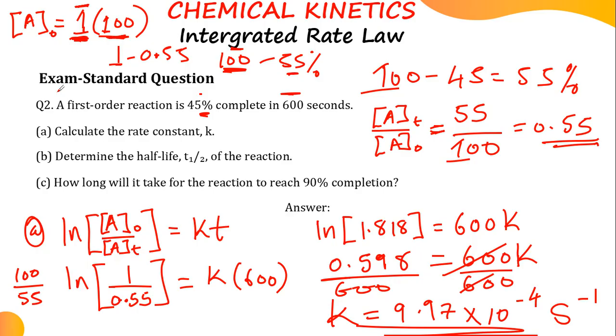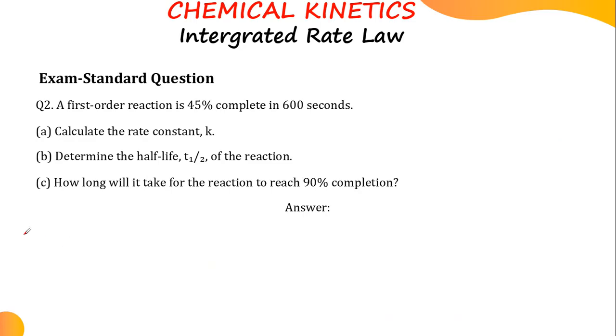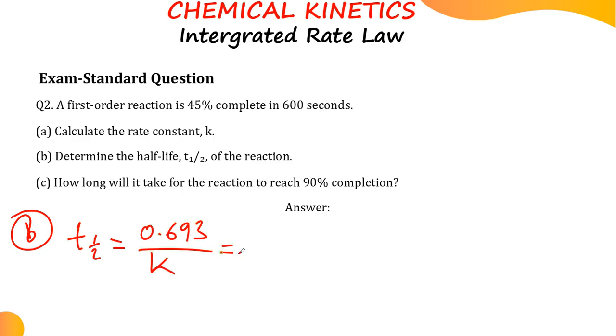Okay, so write the rate constant somewhere. We'll use it somewhere, I'm sure. I'm sure you have taken note of this. So now let's do B, the last one. Here, determine the half-life. Half-life, t half, is equal to 0.693 over the rate constant K, not so? Yes. So 0.693 over, what's the rate constant K?